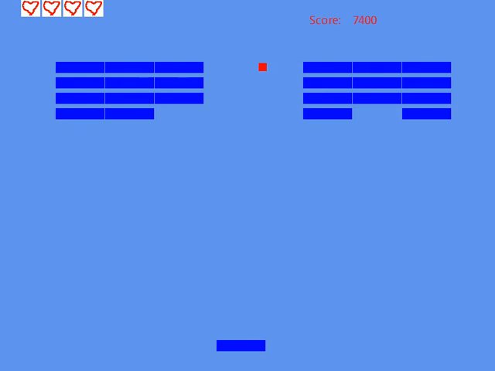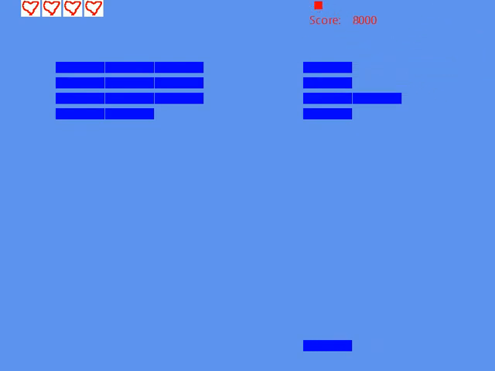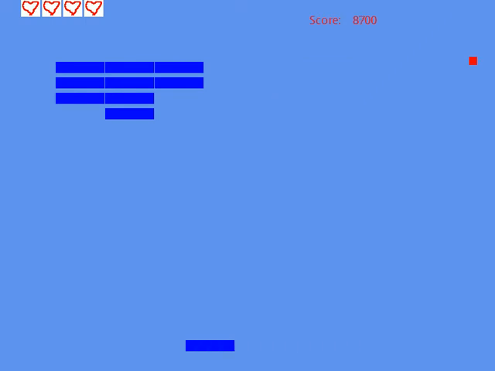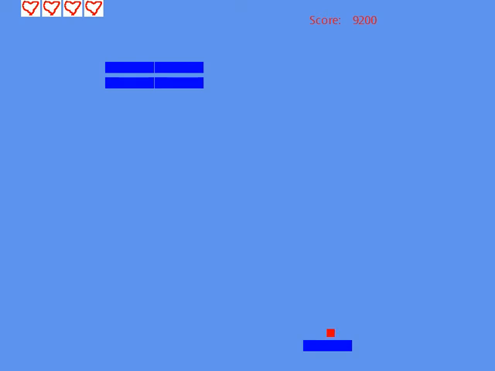If I was going to make any changes, I would make it so you maybe had different blocks that took different numbers of hits to destroy, maybe some power-ups or power-downs to make your paddle grow and shrink, that kind of thing. Maybe some more interesting brick layouts as well.